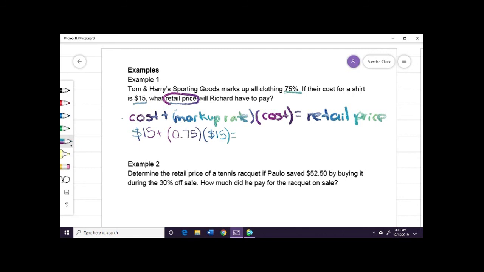It's okay to use a calculator for this. And so what we get is $26.25. And for this and for all others, when you're dealing with money, you always want to round to the nearest cent. You may get an answer that has a bunch more numbers after the hundredths place, but you can't pay part of a penny. So just round to the nearest cent when dealing with money problems. Okay, so that's how you do example 1.